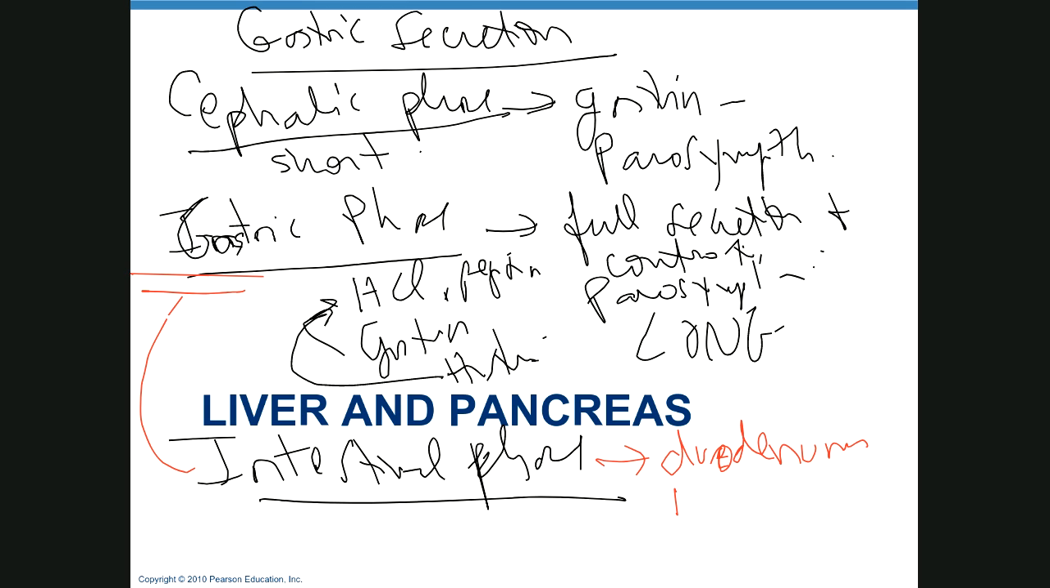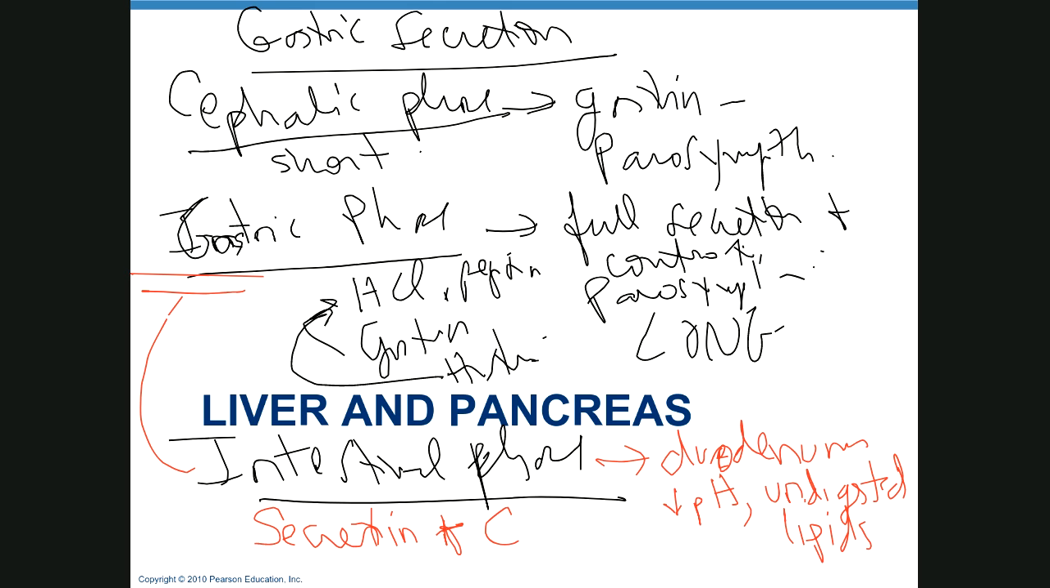Low pH due to the arrival of the stomach chyme, and undigested fats, lipids. That's what triggers the intestinal phase in the duodenum. The hormones secreted are going to be secretin and cholecystokinin, which the acronym is CCK. And these hormones are going to stop the gastric phase.